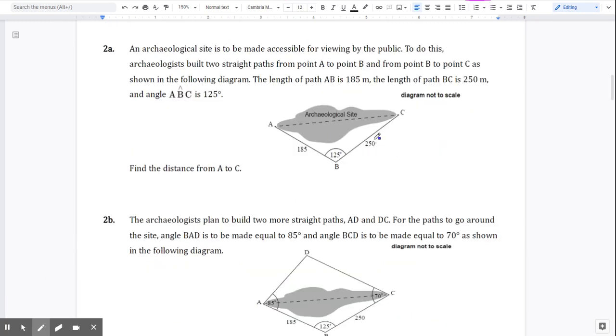All right, number 2, we have this archaeological site. They give us all the information both in the setup and in the diagram. For part A, we're looking for the distance from A to C, this dashed line distance. I'm going to call it b, just because it's across from angle B. I do not have, and cannot easily find, a matching pair. The only angle I have is angle B, and that's across from the side I'm looking for. So that tells me I'm looking at the cosine rule.